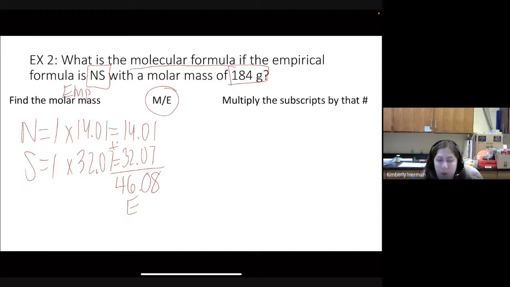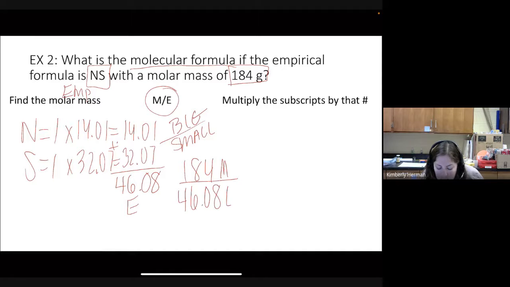If you can't remember what's molecular, what's empirical, remember we're going to do our big divided by our small. So we're going to have our 184 on the top is our molecular and our 46.08 as our empirical on the bottom. So this is where we need our calculator out. So in our calculator right now, we're going to plug in 184 divided by 46.08. We're going to see we get 3.99. Can I reasonably round that up? Yep, right to 4, but we're not done yet.